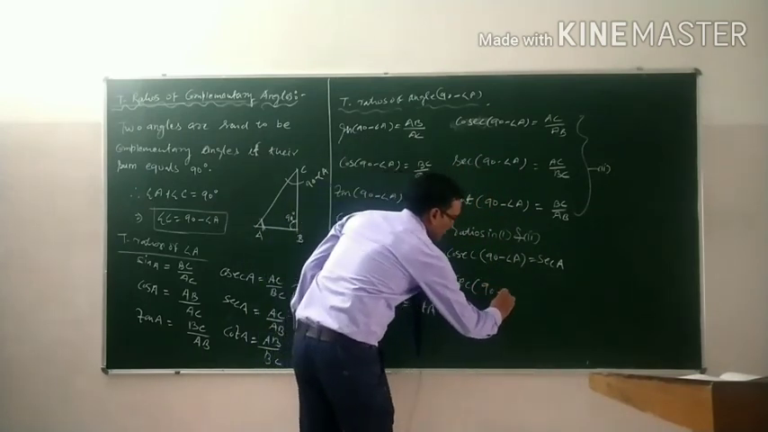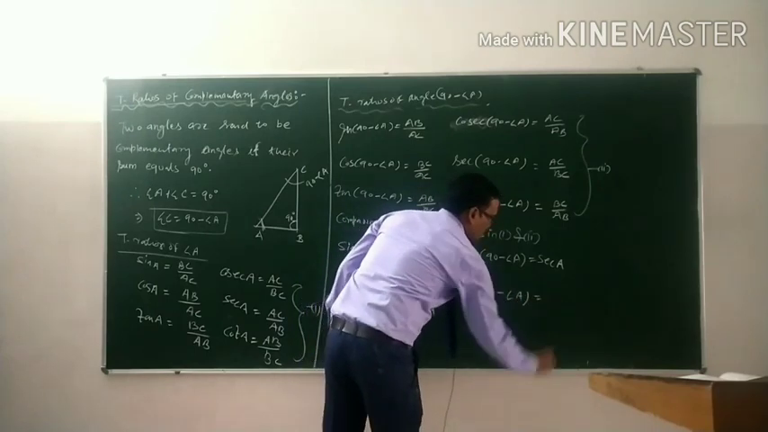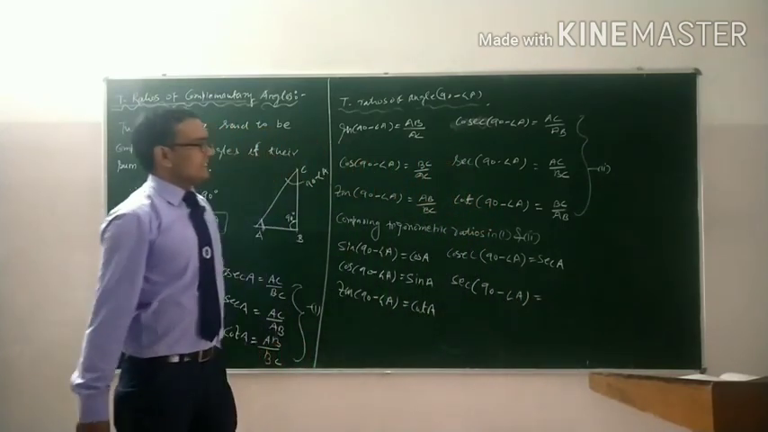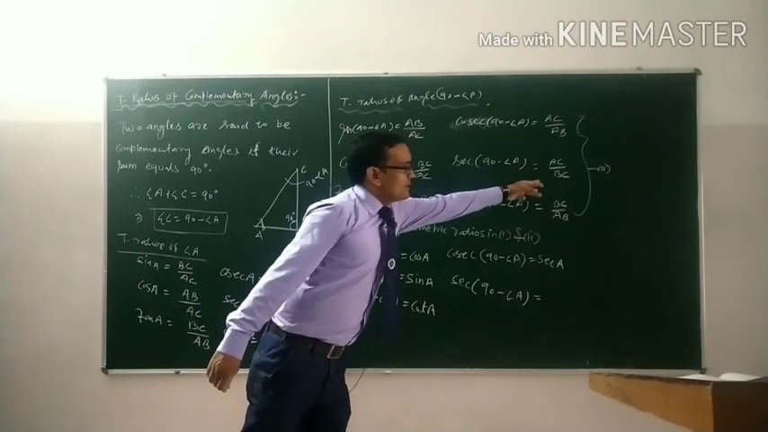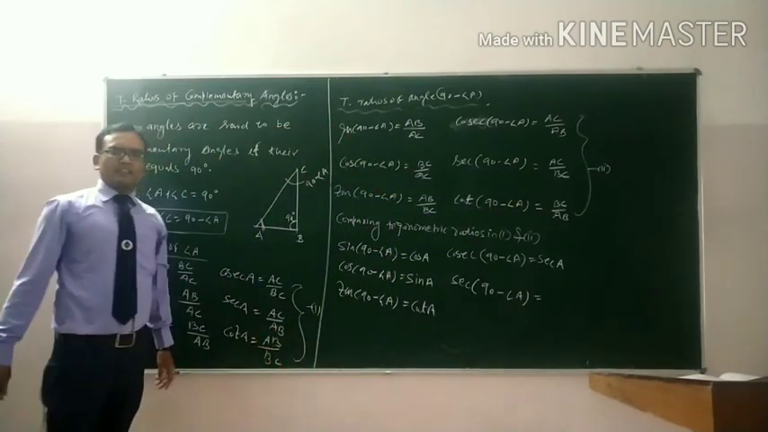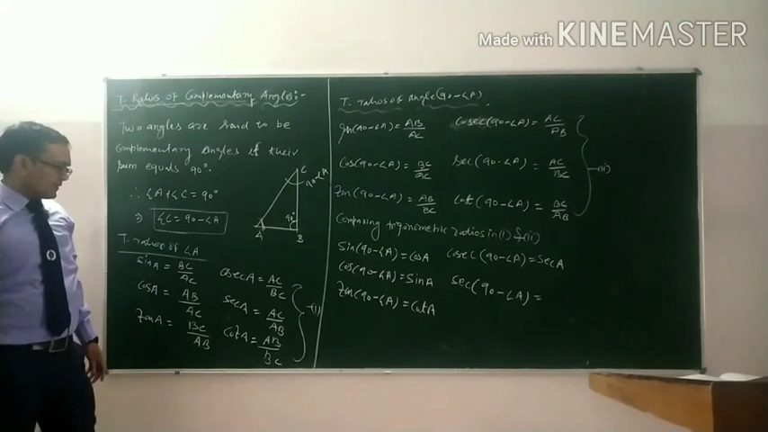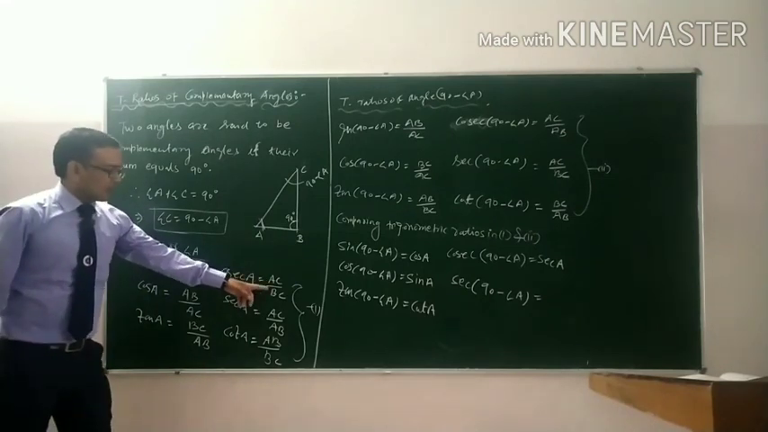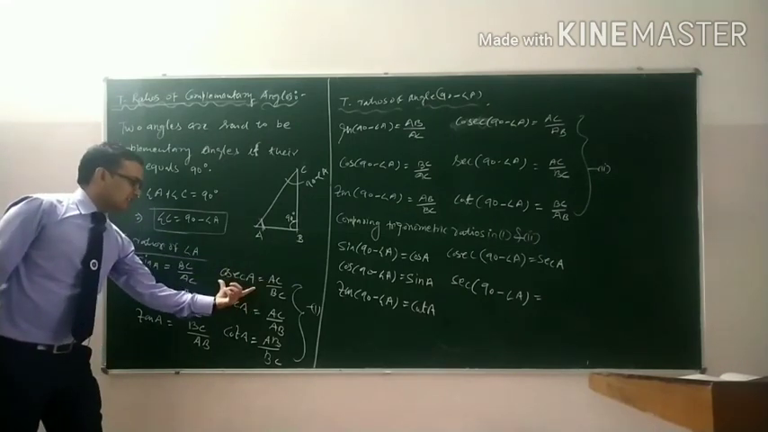Sec 90 minus angle A is equal to AC upon BC. In place of AC upon BC, we write cosec A.